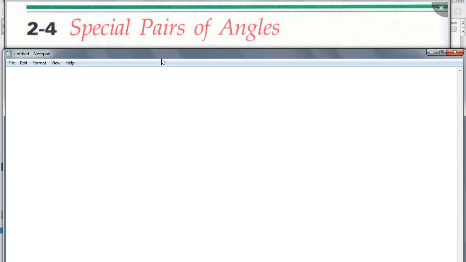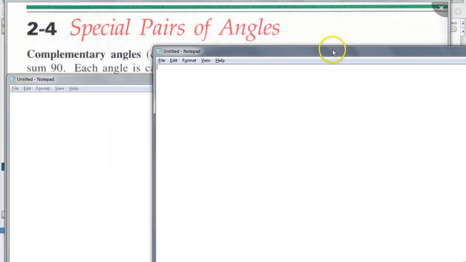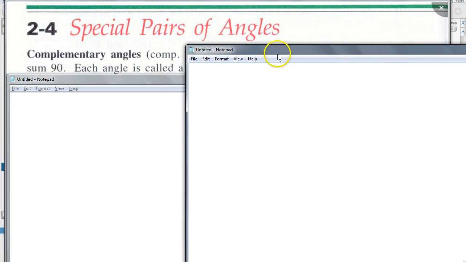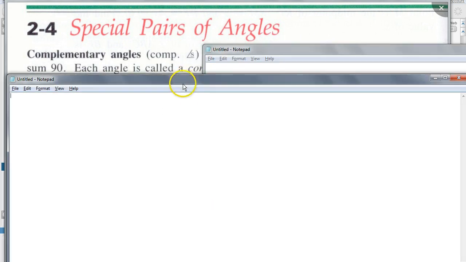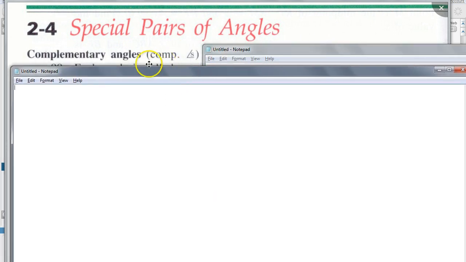CO... I don't remember. Yeah, it's COM... Complementary. Almost. That's okay. What's important is that you know it after this, right? So sometimes we abbreviate them this way, with a little angle symbol with an S in it, because we're talking about more than one angle.